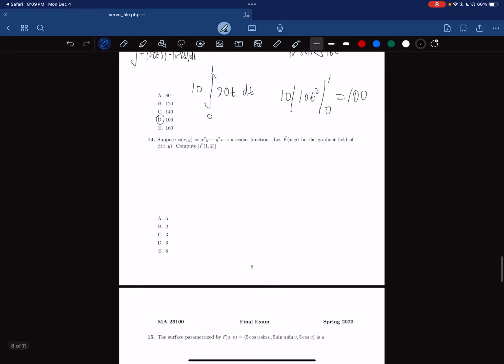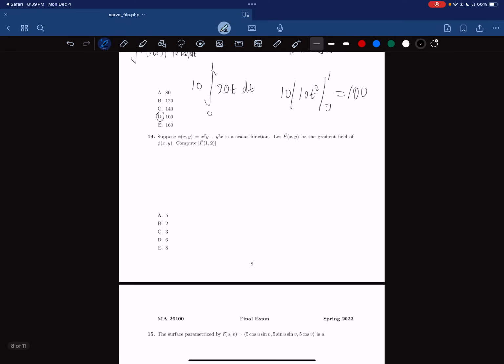Number 14, suppose that phi of x y equals x squared y minus y squared x. It's a scalar function. Let F of x y be the gradient field of phi of x y. Compute F of 1, 2. Okay, we know F is really just grad phi, and we can compute that quite easily.